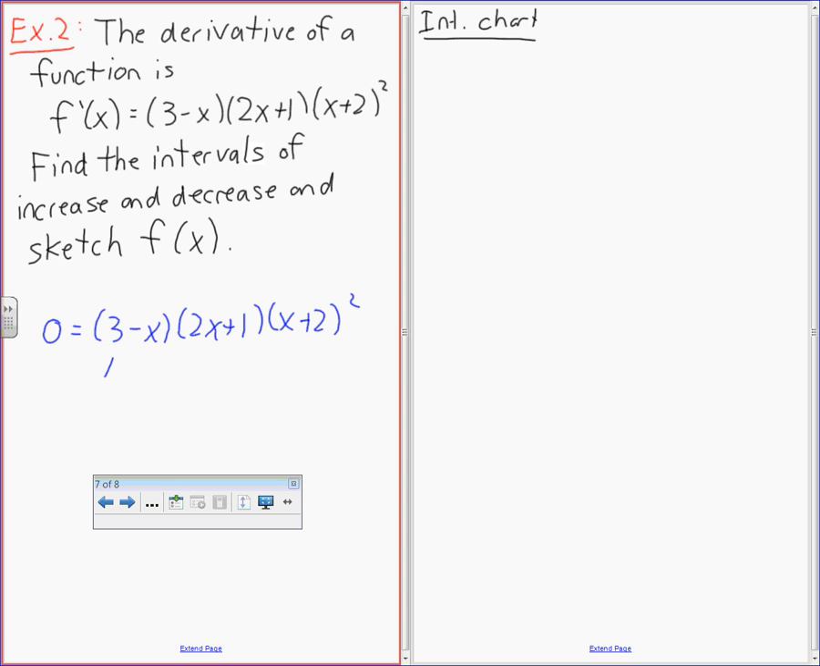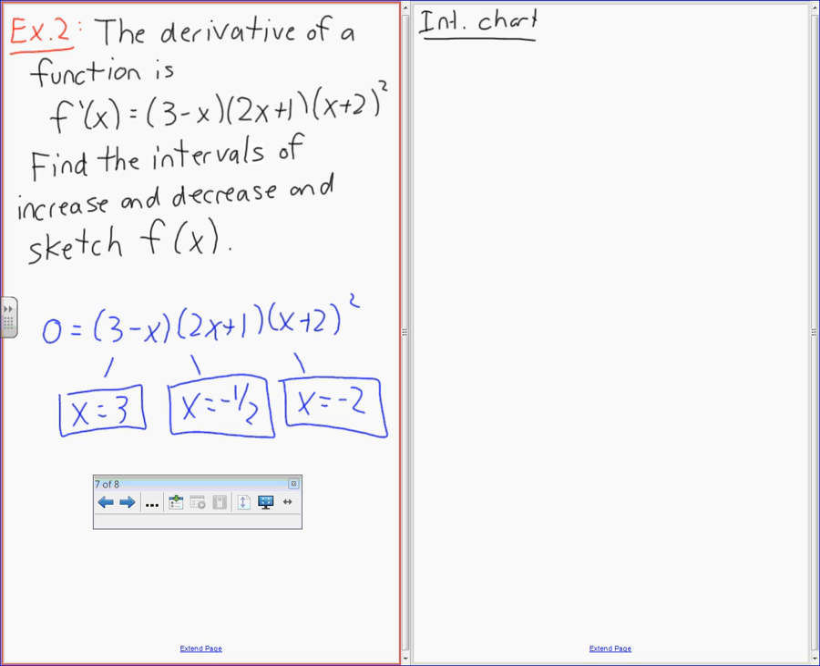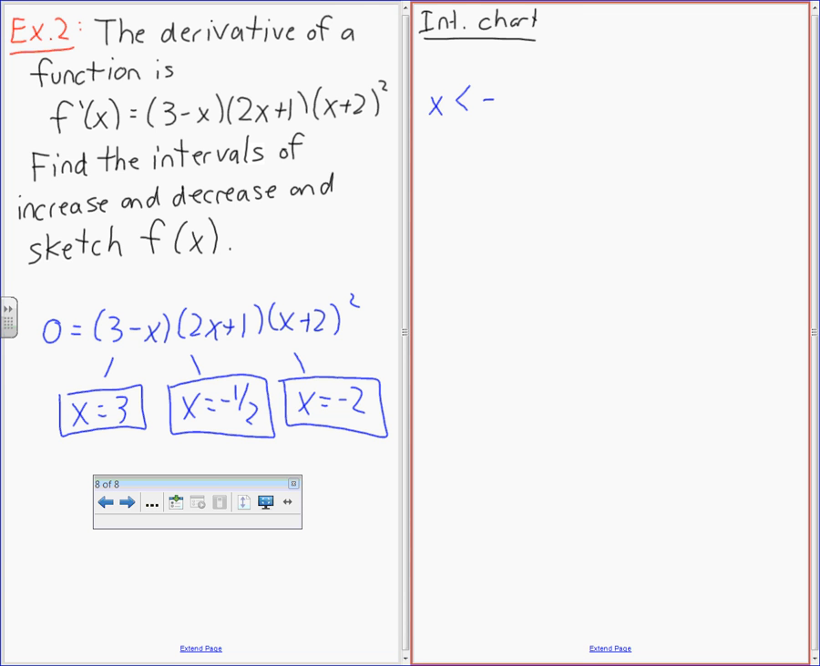Here we're going to have x equals 3, x equals negative 1/2, and x equals negative 2. The way my interval chart's going to go is I'm going to put my intervals down here. So I'm going to say x is less than negative 2, x equals negative 2, negative 2 is less than x is less than negative 1/2, x equals negative 1/2, negative 1/2 is less than x is less than 3, x is equal to 3, and x is greater than 3.